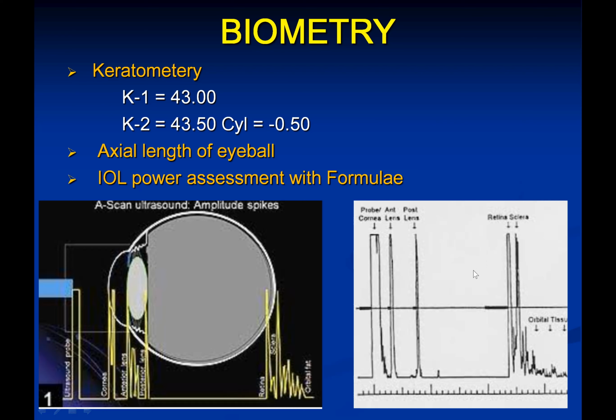Normally it is 22 to 23 millimeters in length. So with the help of keratometry and axial length of the eyeball, we feed these two parameters in various formulae and they give the power of the intraocular lens to be implanted in this patient for perfect vision after surgery. So that was all about the evaluation. Next time we will discuss surgical techniques and their complications. Thank you very much.